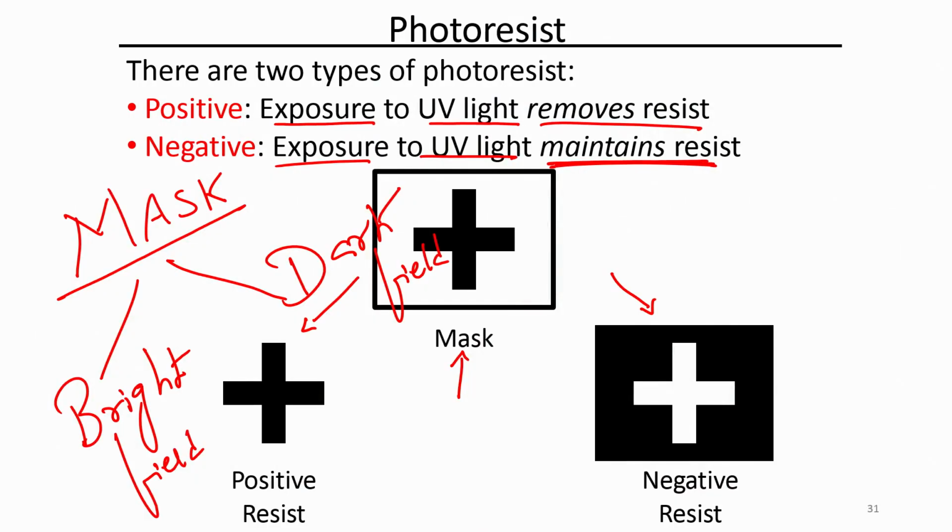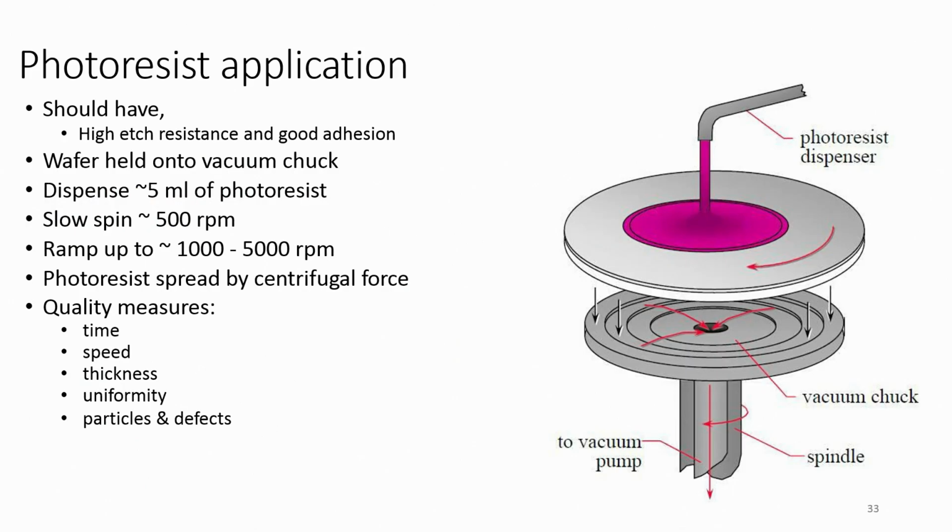So, coming back to the screen: photoresist, positive, negative, mask, bright field, dark field. So, how can we spin coat photoresist onto a silicon wafer, right?